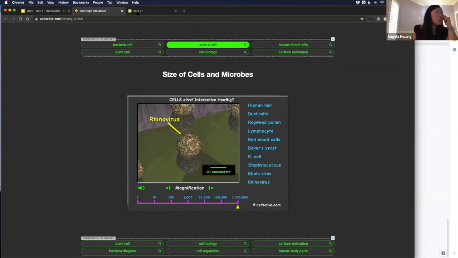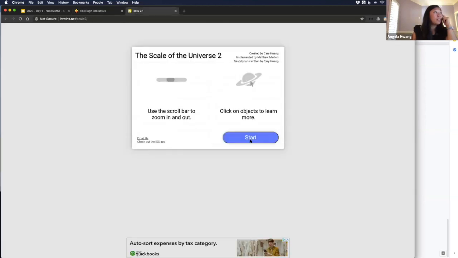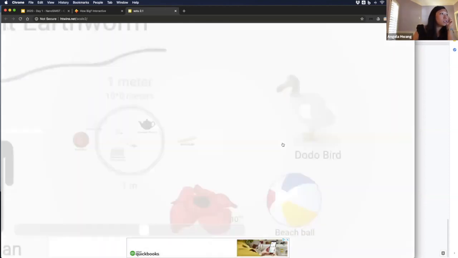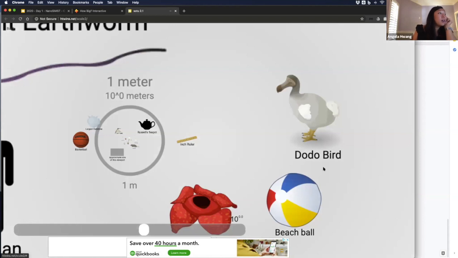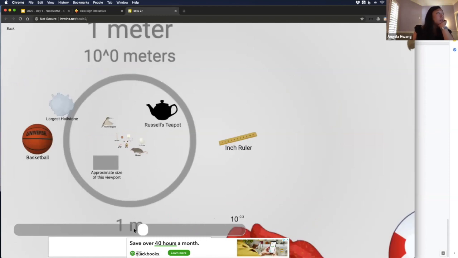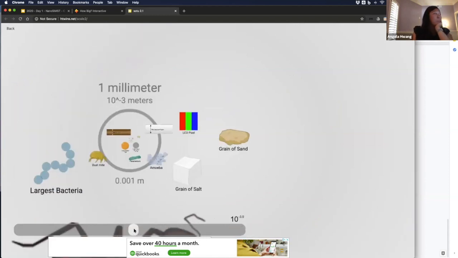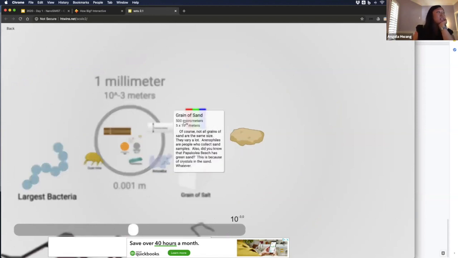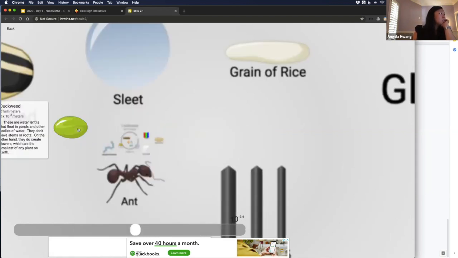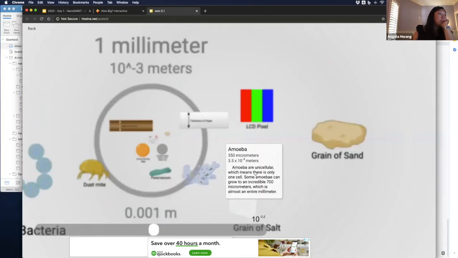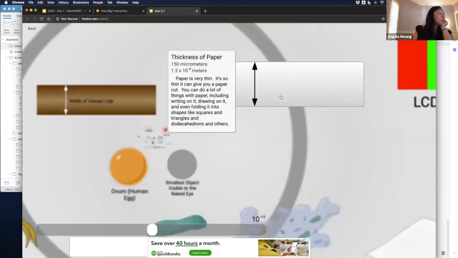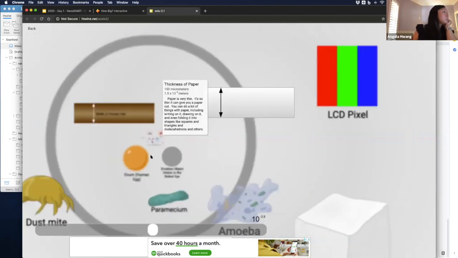Okay. And then over here, I really like this one as well. I think it's really beautiful. They did a really good job. Let me see if I can mute the music. You can take a look at things that are really big and really small. It kind of gives you a headache, but you can get really, really small. Like, how big is a grain of sand? It's about 500 micrometers. What is the largest bacteria? What is this pollen, the duckweed? Amoeba, right? We were talking about that. So the amoeba is about 350 micrometers. Let's go smaller. Thickness of paper, 150 micrometers.